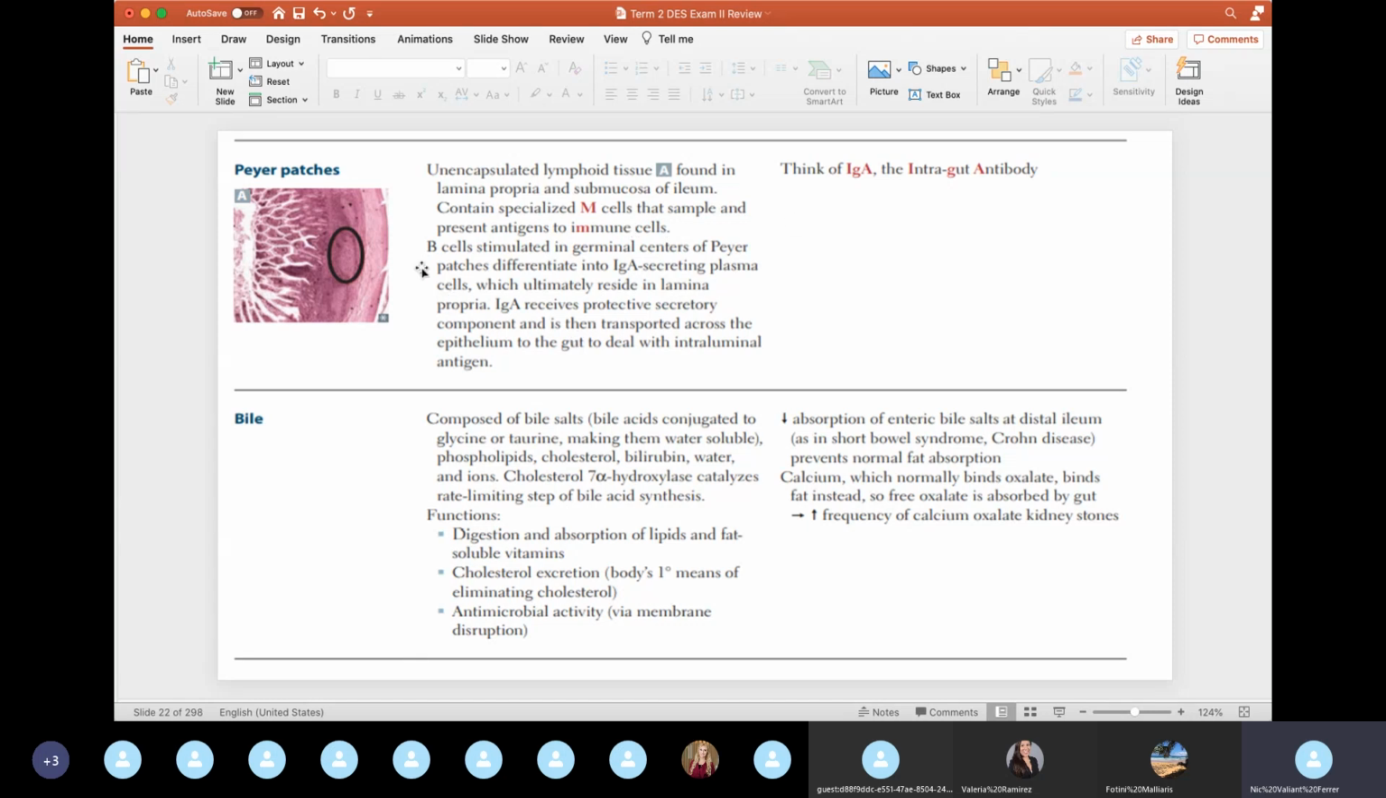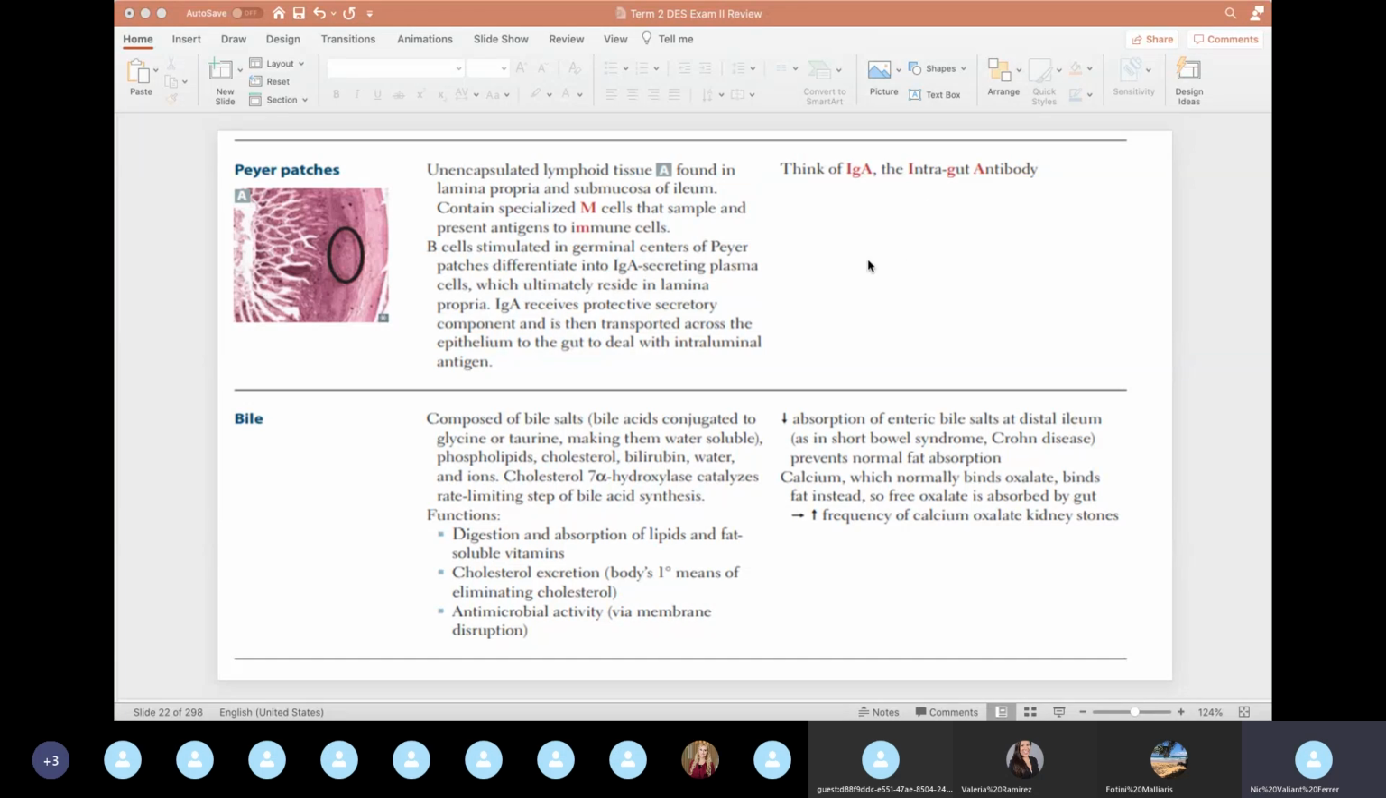In term 3, you're going to learn about B cells. They are stimulated in the germinal centers of your Peyer's patches to differentiate into plasma cells. And when you think about Peyer's patches, also think about IgA. More of this in next term, term 3, which receives a protective secretory component. So any mucous membrane has IgA in there, so it protects your mucous membranes. Any kind of intraluminal antigen that invades your gut, think about IgA, okay?